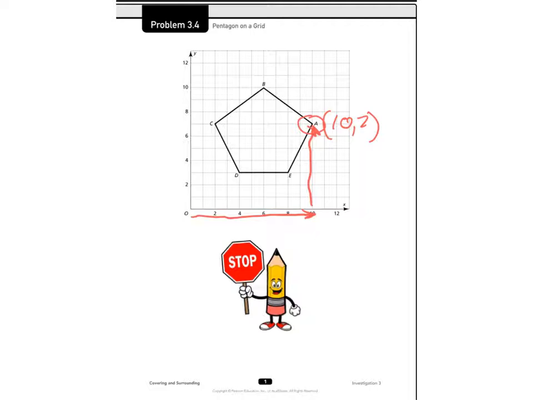Pause here and find the answers to these coordinates. When you think you have them, press play. All right, what did you come up with?